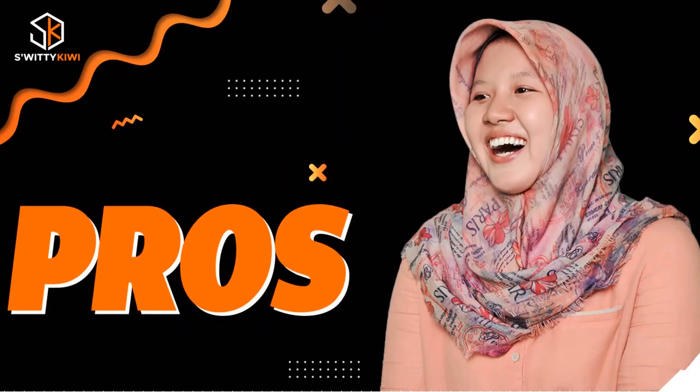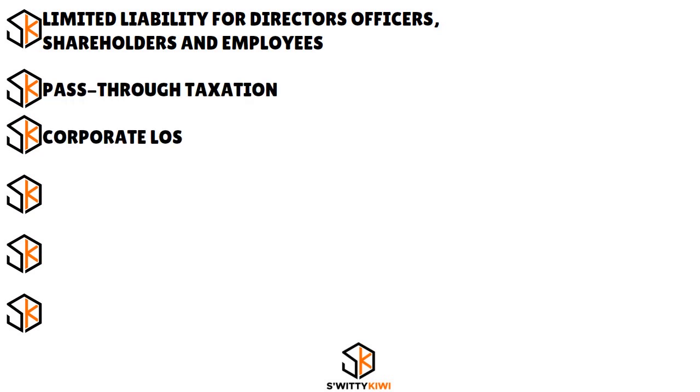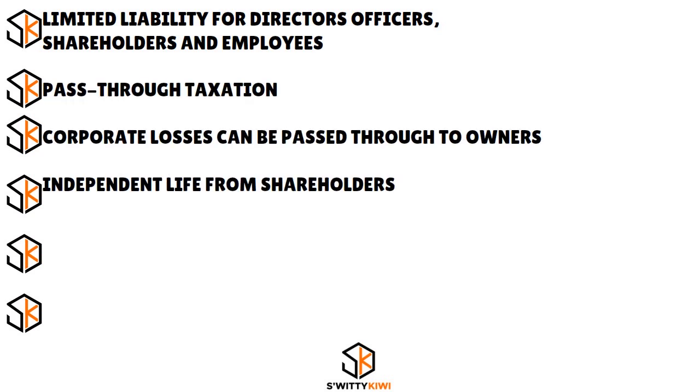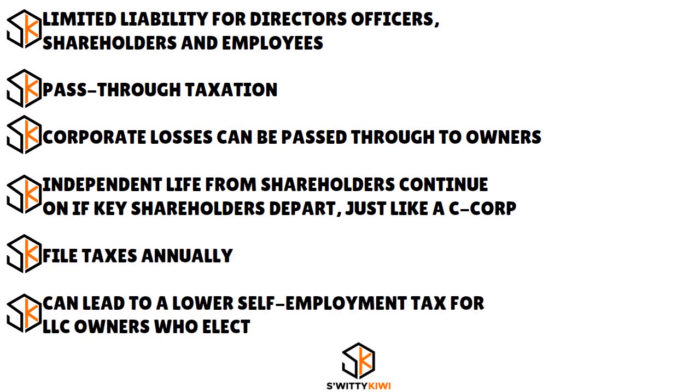What about S Corp pros and cons? Well, S Corp pros: you have limited liability for directors, officers, shareholders, and employees. You have pass-through taxation, avoiding the double taxation of C Corps. Corporate losses can be passed through to owners in some cases. And you have independent life from shareholders, meaning the business can continue on if key shareholders depart, just like a C Corp.